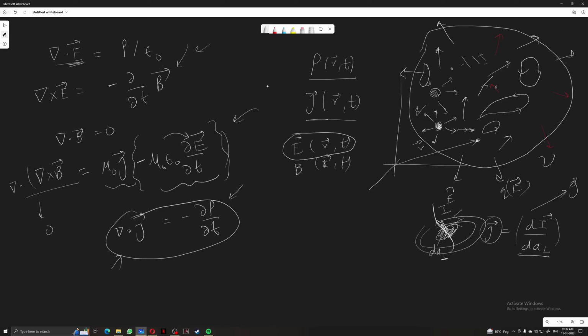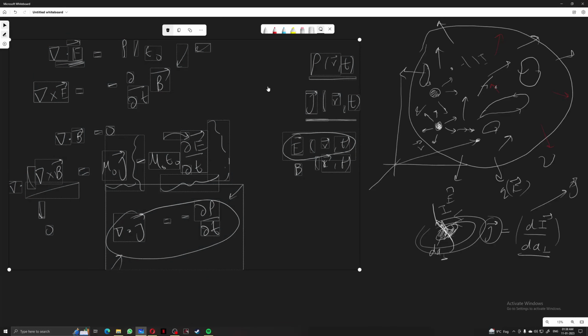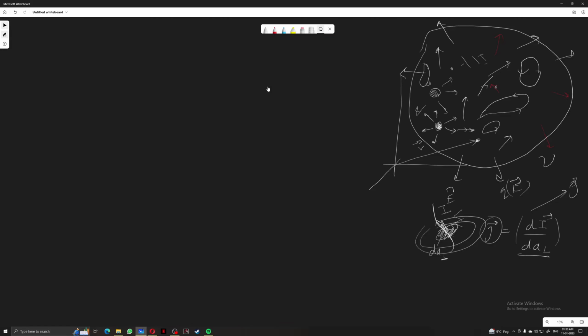All right, so let me make some space. Let me just erase everything so that we have some space over here. So this was a quick recap of these four Maxwell equations. Now I want to talk about the energy.